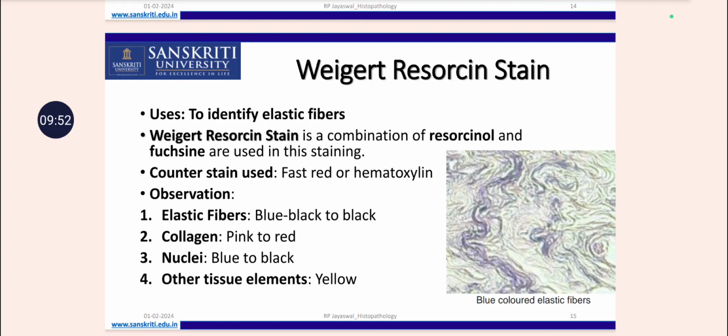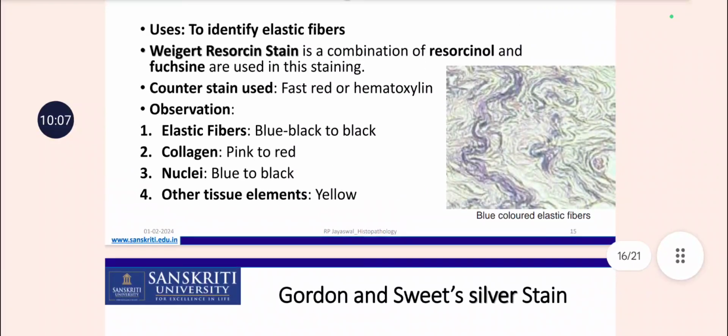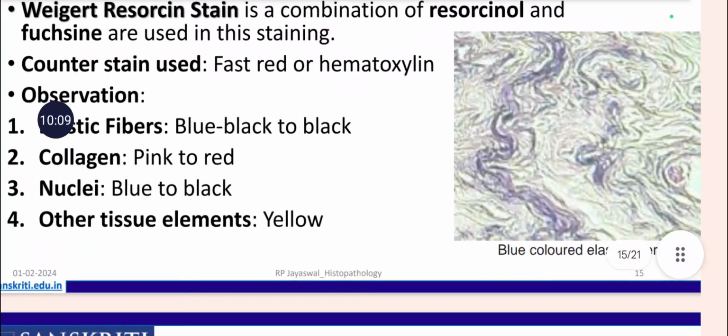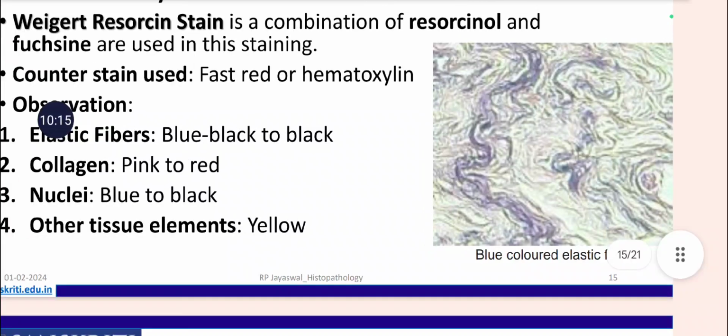Now after staining we can see the following observation. Elastic fiber will appear blue to black. Collagen will appear pink to red, nuclei will appear blue to black, and other tissue elements will appear yellow in color. This is the image which we can see in this picture. Blue colored elastic fibers are visible.